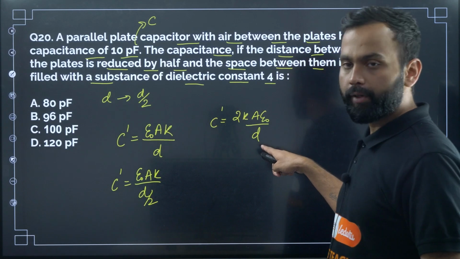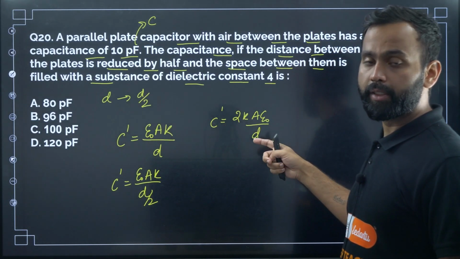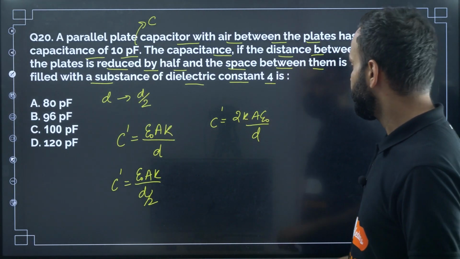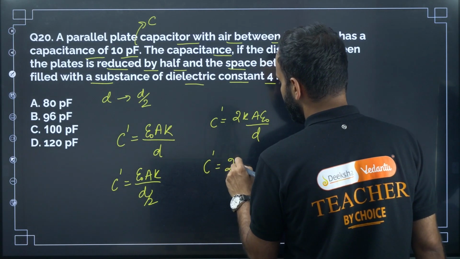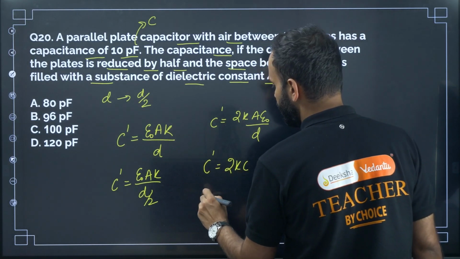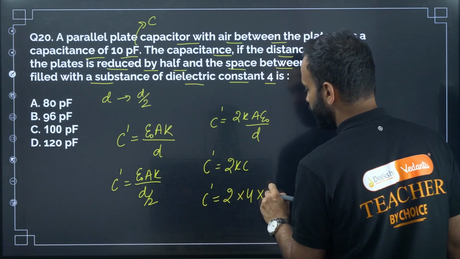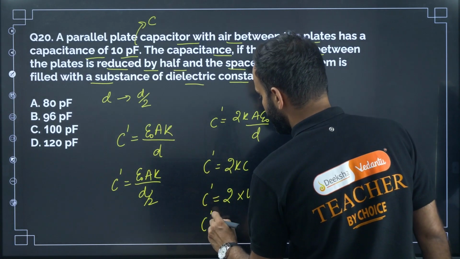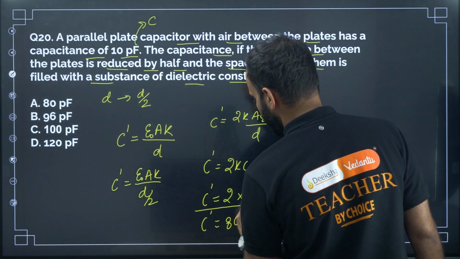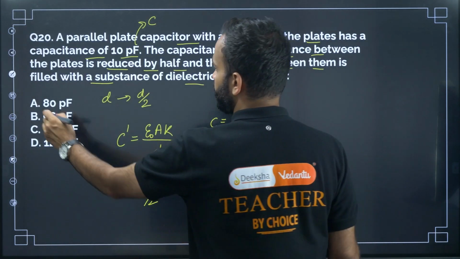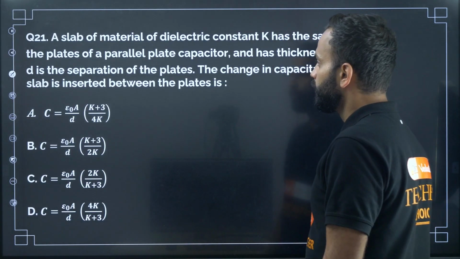A epsilon naught divided by D is the capacitance of the parallel plate capacitor when there is no dielectric medium between them, right? So now C dash is equal to 2K into C. C is 10 picofarad. So C dash is equal to 2 into 4 into 10. So C dash is equal to 80 picofarad. So the correct option is A. Yeah. Next question, question number 21.